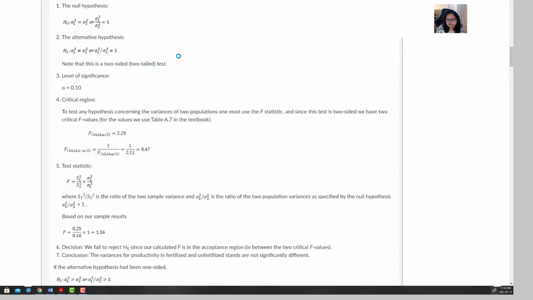It's similar to chi-square in structure, but the distribution and critical values are different. You will see the proper distribution given in the textbook. This is the lower region, this is the upper region. If we have a two-sided test, that means the critical region will be somewhere here and somewhere here, and in the middle we have the acceptance region.